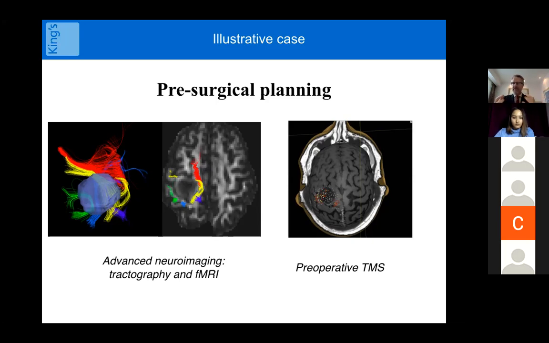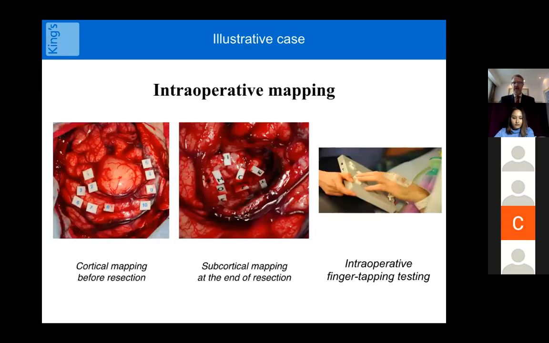And so we said, well, maybe we can remove all or part of this tumor. What we did was an awake craniotomy, waking the patient up to do a fine motor task, finger tapping, intraoperatively. We did the image on the left of the screen, a cortical mapping. And again, you can see that we identified the motor responses and the sensory responses.